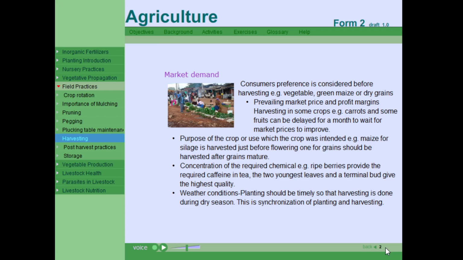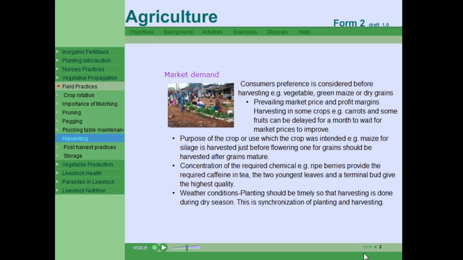Harvesting in some crops, for example, carrots and some fruits, can be delayed for a month to wait for market prices to improve. Purpose of the crop, or use for which the crop was intended, for example, maize for silage is harvested just before flowering. The one for grains should be harvested after grains mature.